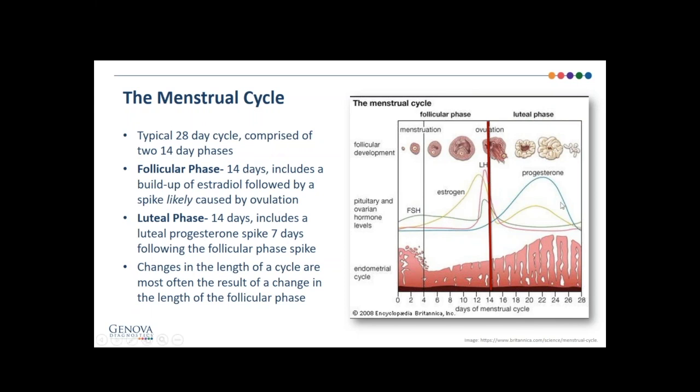The luteal phase, the second half here, is 14 days. And it's generally pretty strictly 14 days. If there's a difference in the length of the cycle, it's generally going to be about that first half. The estrogen follicular phase tends to be the one that will fluctuate. So the 14-day luteal phase includes the luteal progesterone spike 7 days following the follicular spike. That's what a normal cycle looks like. Changes in the length are, again, typically for the follicular phase.